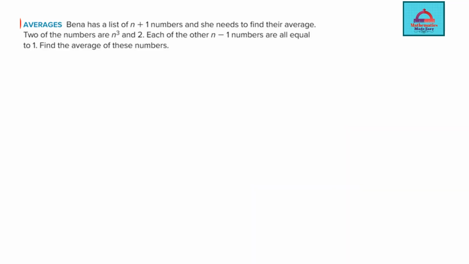Okay, so let's now solve this question. As requested, I will be doing the complete solution for question 30. Pay attention how I do it and what the question is asking. So Bina, this girl, has n plus 1 numbers. So what are the total numbers? N plus 1.